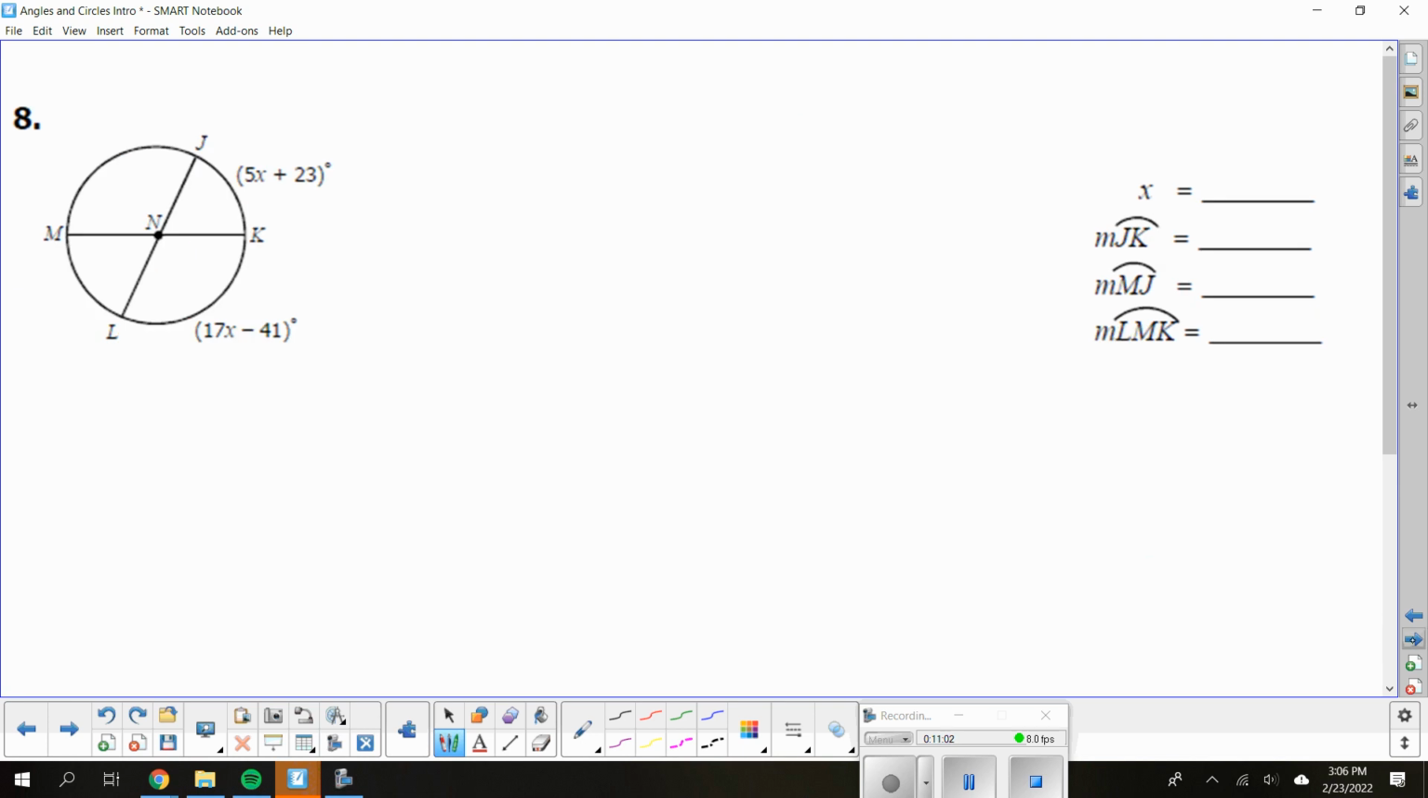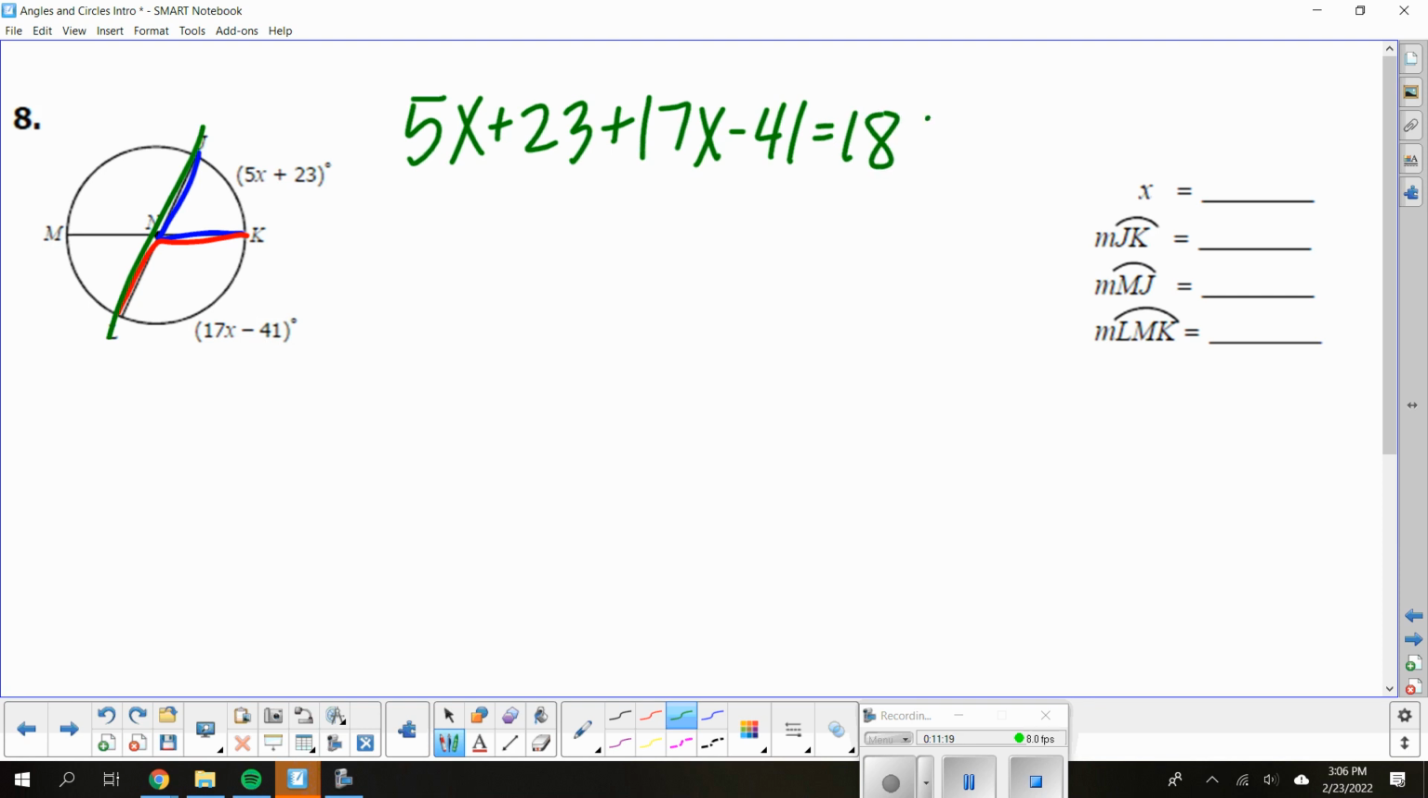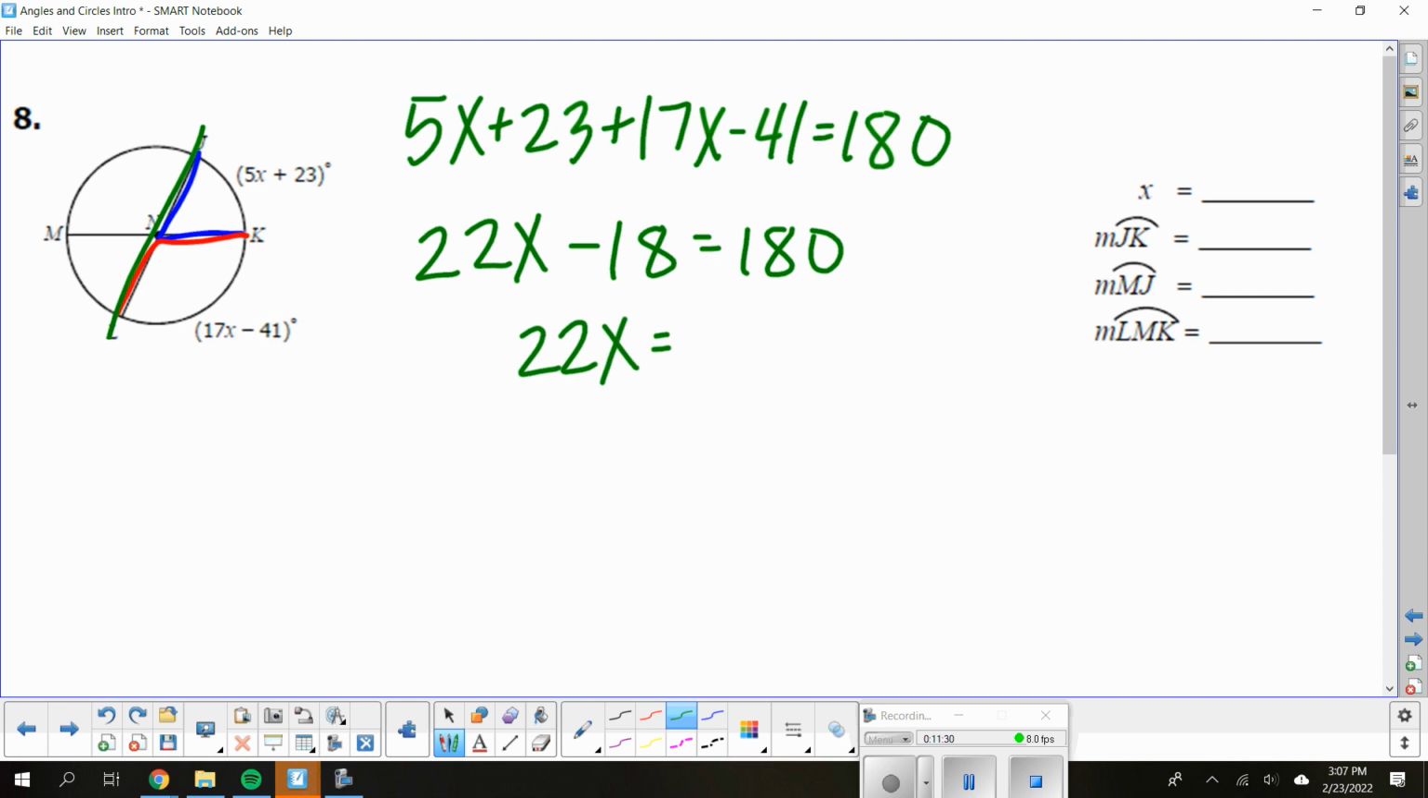These two angles, we have this one and this one. Those are forming a diameter, so those should add up to equal 180 degrees. So 5x and 17x is 22x. 23 minus 41 is negative 18. Add that 18 over. 22x equals 198. Divided by 22, that x equals 9.